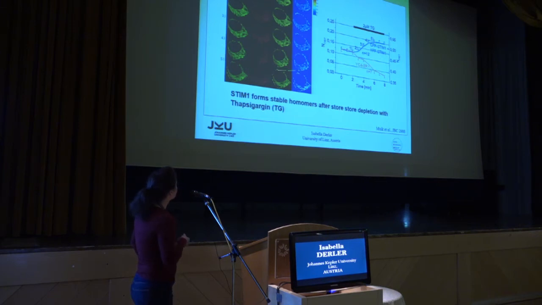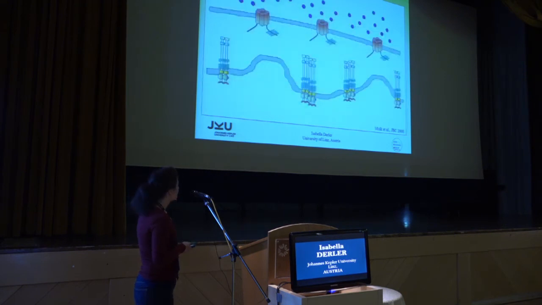You see it nicely in 4 and 5 of the STIM proteins, so they are localized more in clusters, and an enhancement in FRET. This correlates also nicely here with this diagram. You see this enhancement, and it also correlates with a calcium indicator in the ER, which shows, upon depletion of calcium, a reduction in FRET. So STIM proteins form stable homomers after store depletion with thapsigargin. So what happens in the next step?